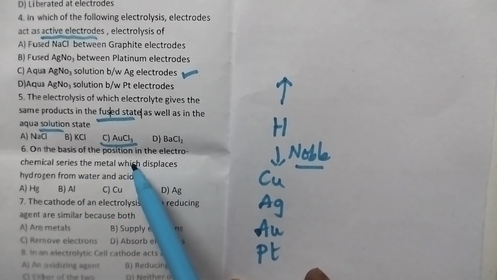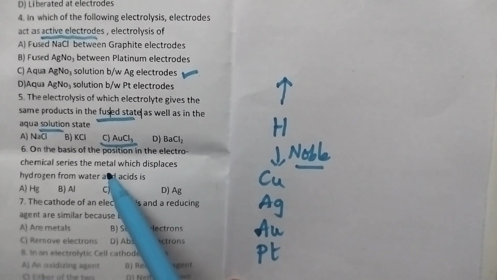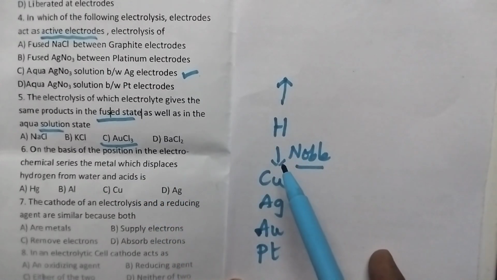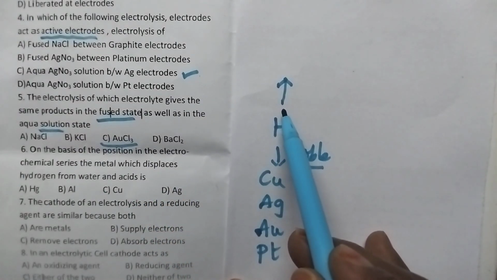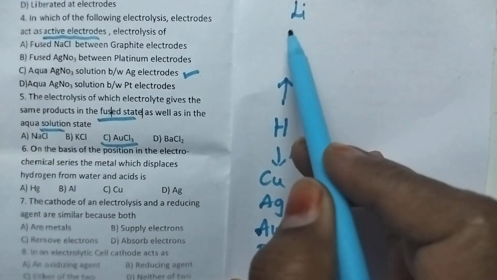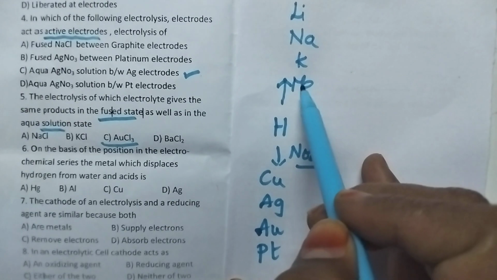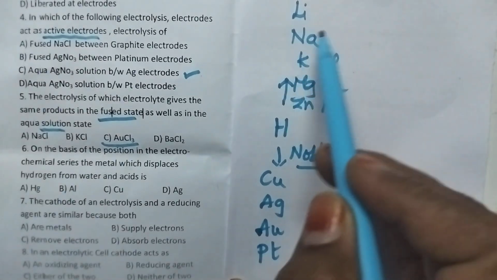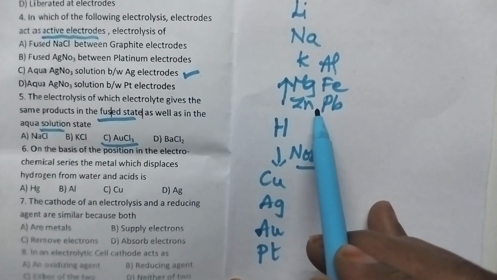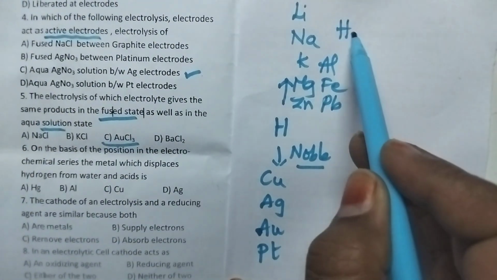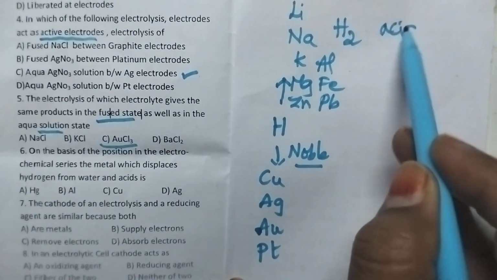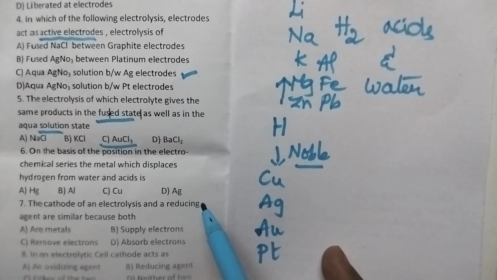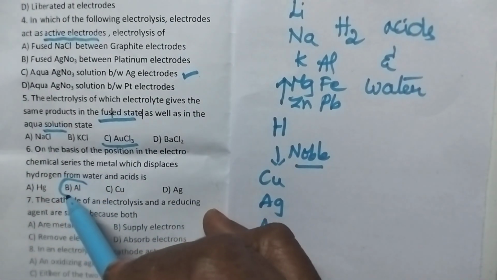On the basis of the position in the electrochemical series, the metal which displaces hydrogen from water and acids is, as I said earlier, the metals which are present above hydrogen. They include lithium, sodium, potassium, magnesium, zinc, aluminium, iron, lead, etc. All these metals are active and they are capable of displacing hydrogen gas from acids and also from water. So in this case, aluminium is the right option.